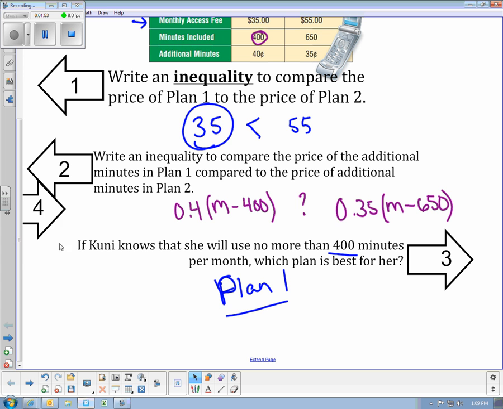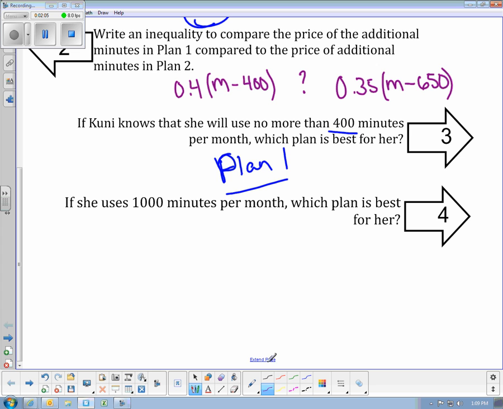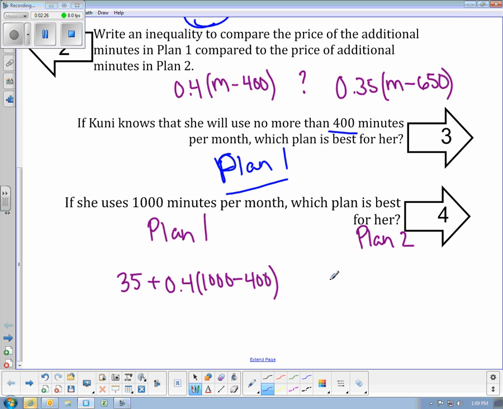But number 4 says if she uses 1,000 minutes per month, which plan is best for her? So what I need to do is figure out which plan is going to be cheaper. So I'm going to write a new inequality that's going to answer that question. For plan 1, I know that I'm spending $35, but I'm also spending 40 cents for 1,000 minutes minus 400 that are already included. For plan 2, I know I'm spending $55, and to that I'm adding 35 cents for the number of minutes over 650.